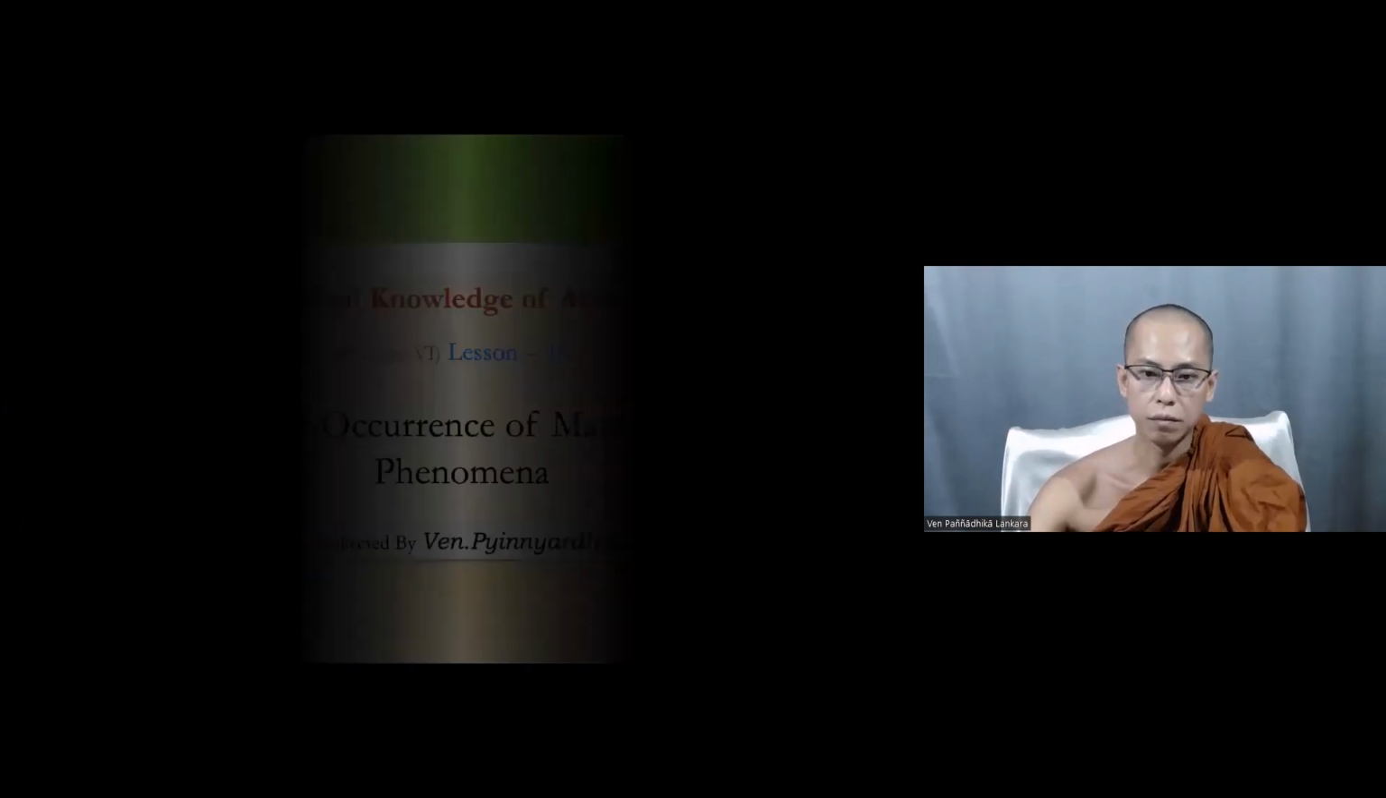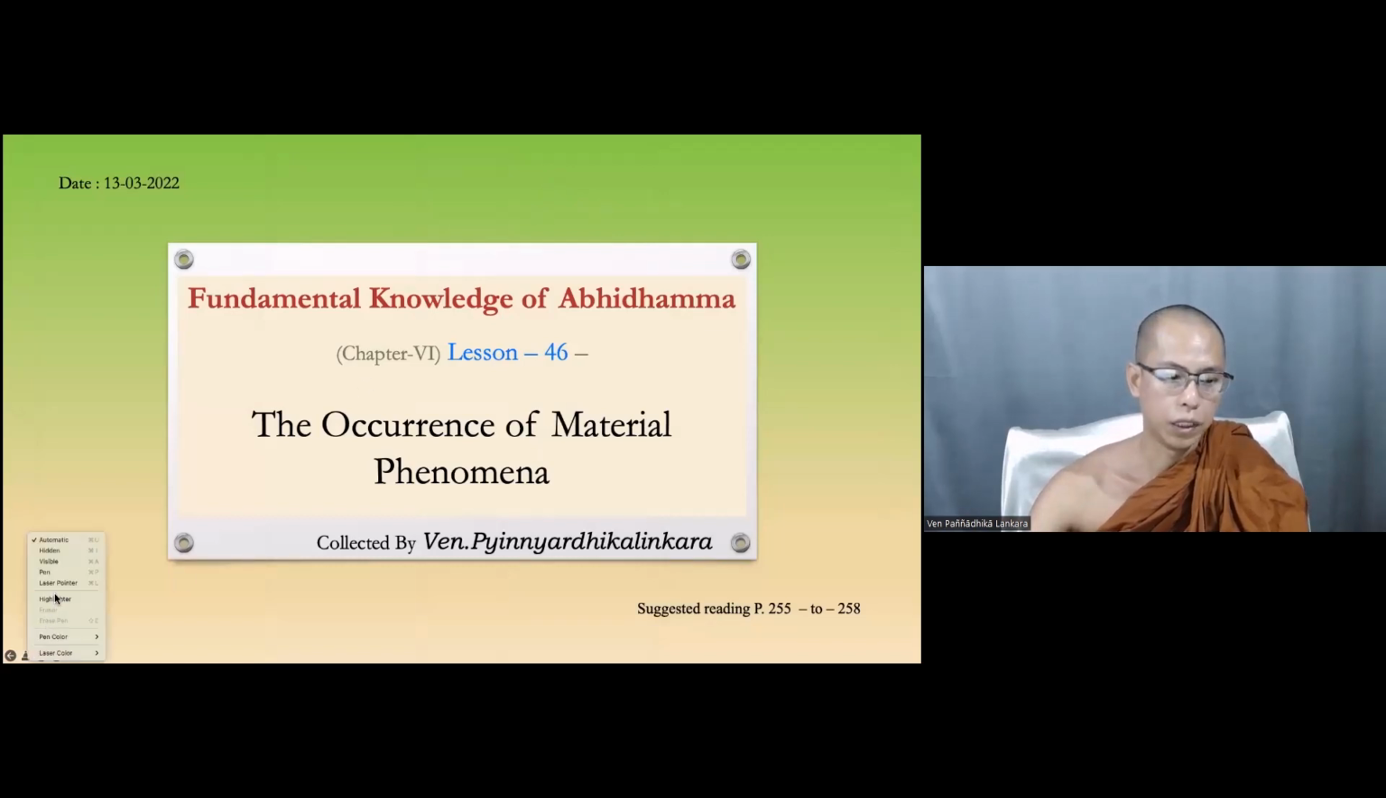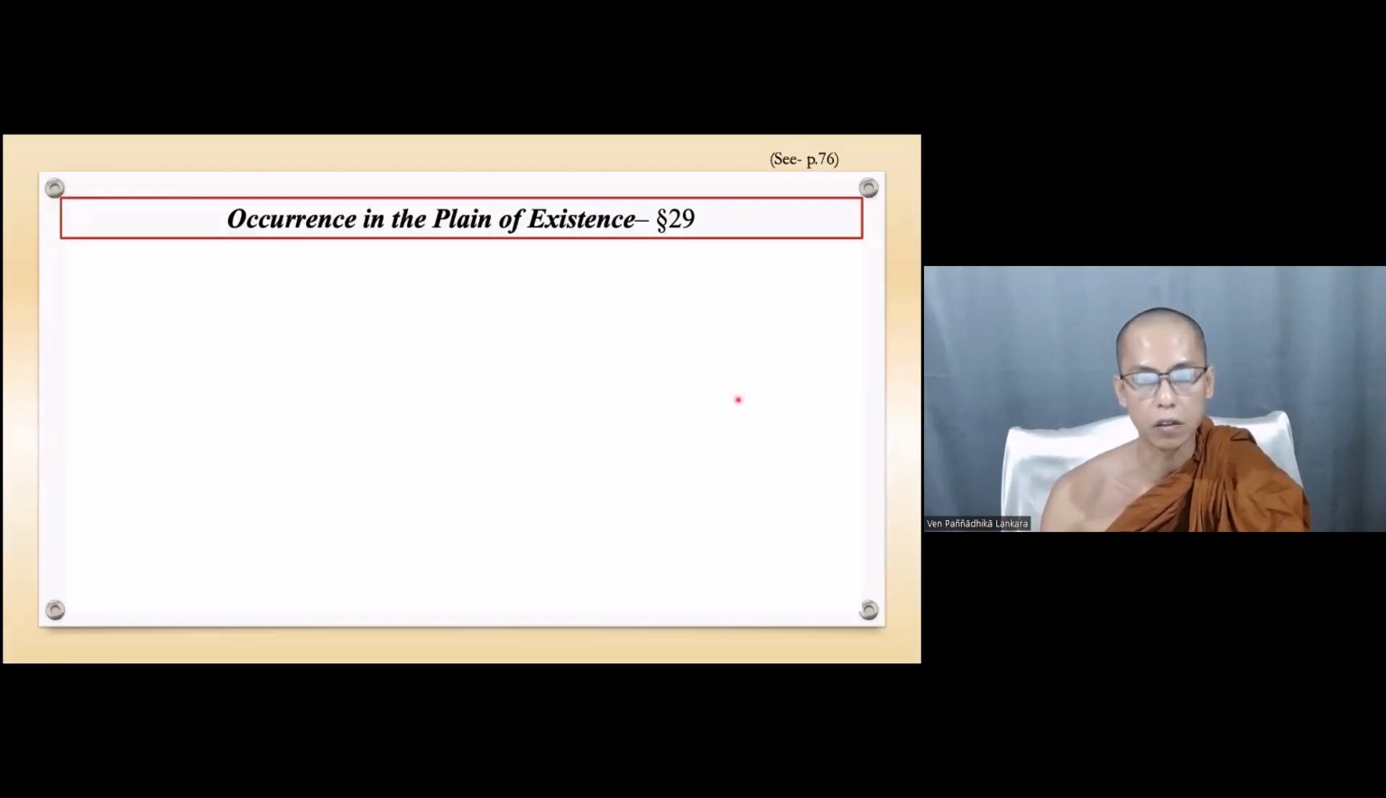When material phenomena arise, they never arise as single items or a single particle. They arise in groups. So we need to understand about the material cluster. In this lesson 46, we're going to focus on the occurrence of material phenomena. They arise due to their specific origination, specific causes.